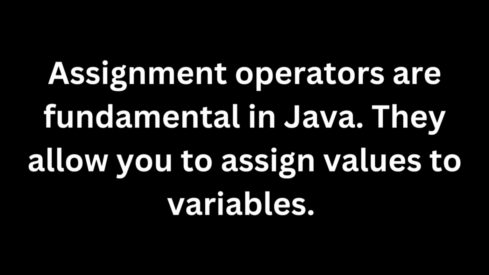Let's break them down. First up, we have the basic assignment operator represented by the equals sign. This is probably the one you're most familiar with. It assigns the value on the right to the variable on the left. See? Simple. Now, let's level up.